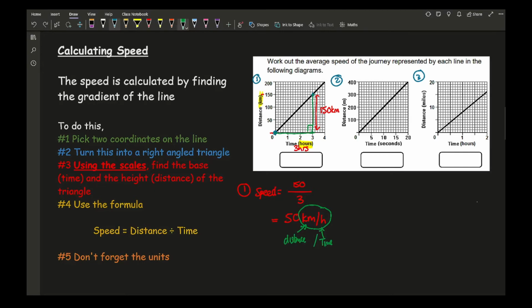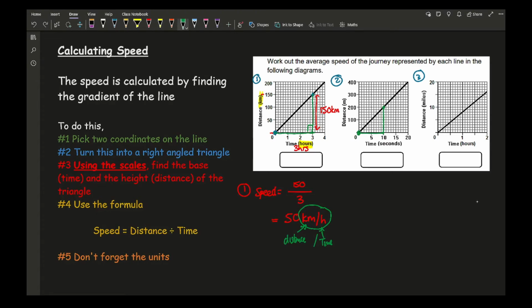So let's have a look at number 2. So again, I'm going to pick my two coordinates. I'm going to go for two nice coordinates I can read off. So I'm going to go for this one and this one here. So again, I'm going to turn that into a right angle triangle. Oh, completely messed that one up. Let's try that again. Like so. Now, again, let me go through this question and I'll explain to you how it all works.